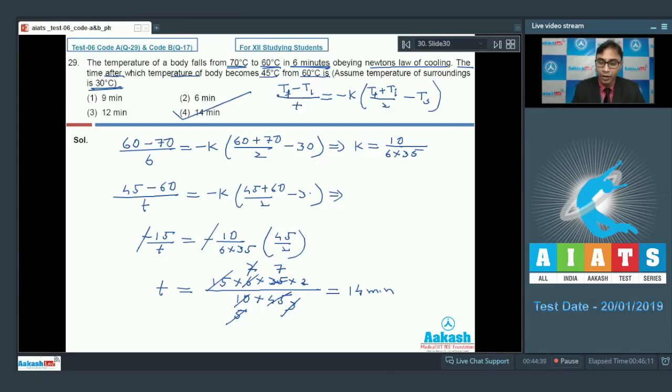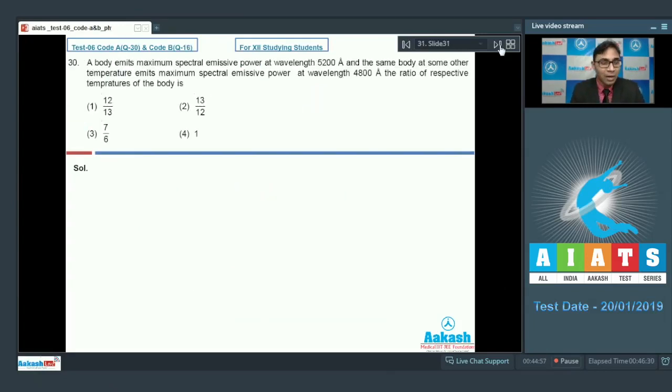So our option number 4 will be the correct choice. Now let's move to question number 30. In question number 30, it says that a body emits maximum spectral emissive power at wavelength 5200 angstrom, and the same body at some other temperature emits maximum spectral emissive power at wavelength 4800 angstrom. That means the body is the same but the temperature is different.